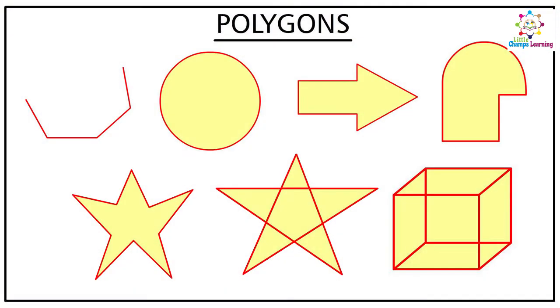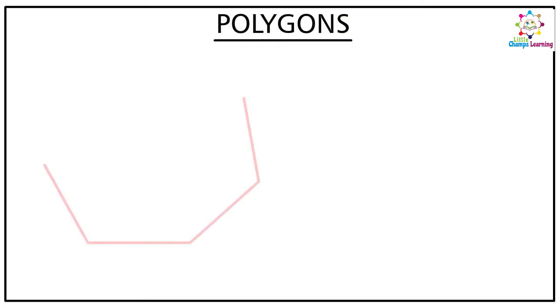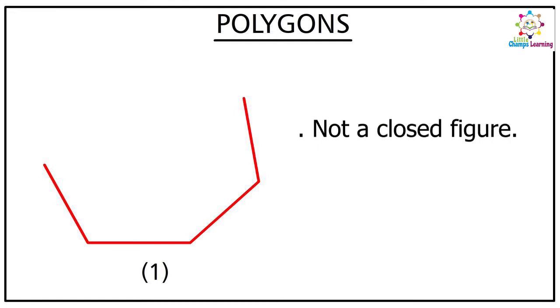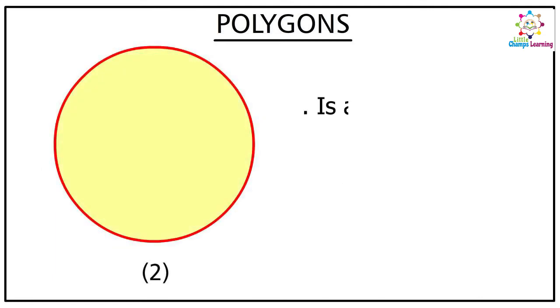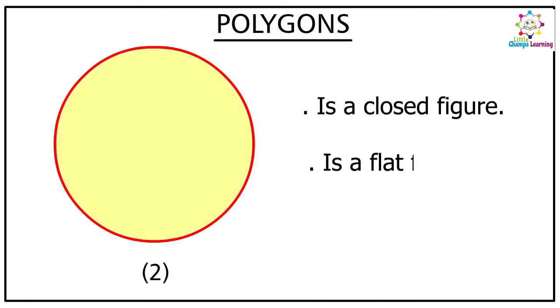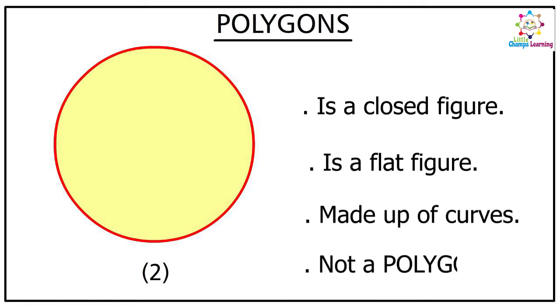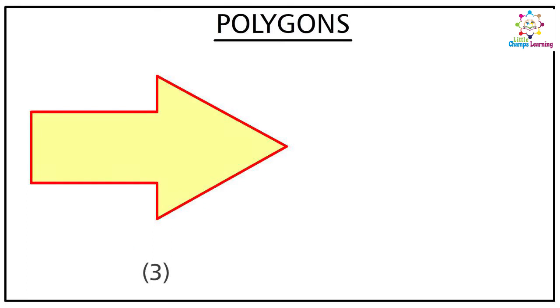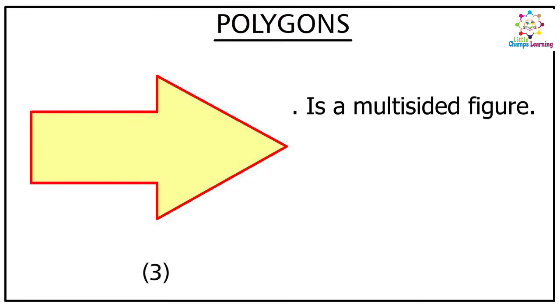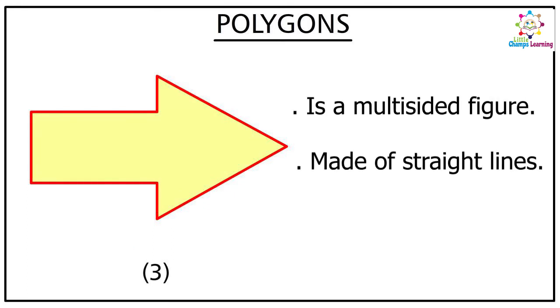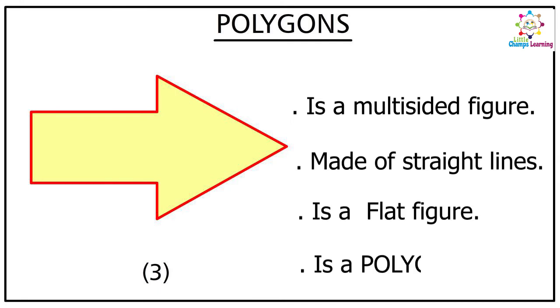Let's look at the following geometric figures and discuss whether they are polygons or not. The first figure you can see is not a closed figure. It is an open figure, so it is not a polygon. The second figure is a closed figure, and it is flat too, but it is made up of a curved line, so this can't be called a polygon. The third figure is a multi-sided figure. It is made up of straight lines only and it is flat too, so this is a polygon.